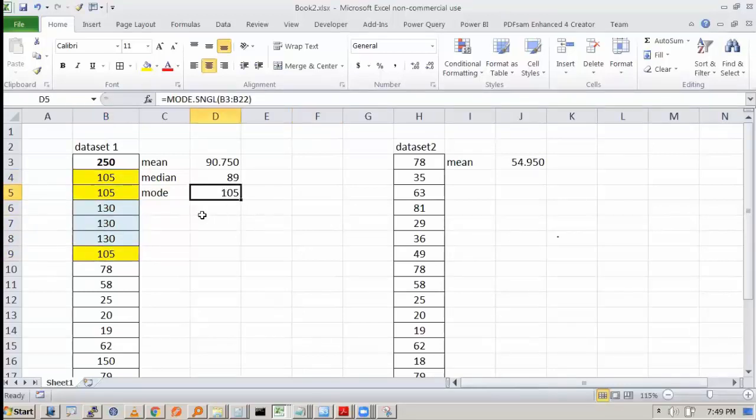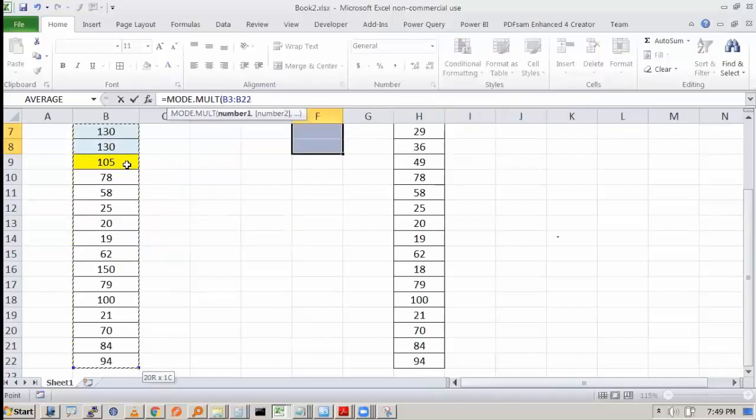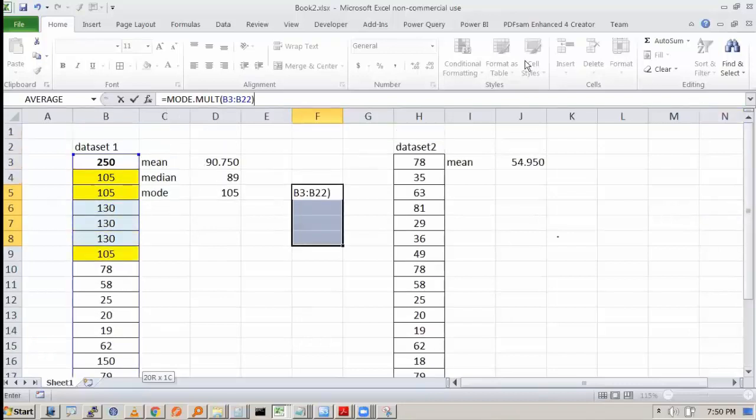This issue can be handled by computing what we call the multiple mode. So let's compute the multiple mode. Assuming 4 modes are possible, I don't know whether 4 are there or not, but I will write 4. For the array formula, I will select the 4 rows and write the formula MODE.MULT. Remember how to handle the array formula: Control Shift Enter.